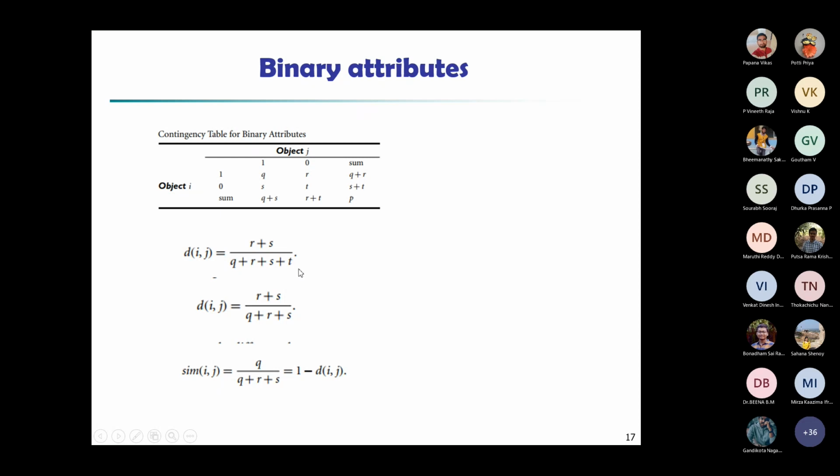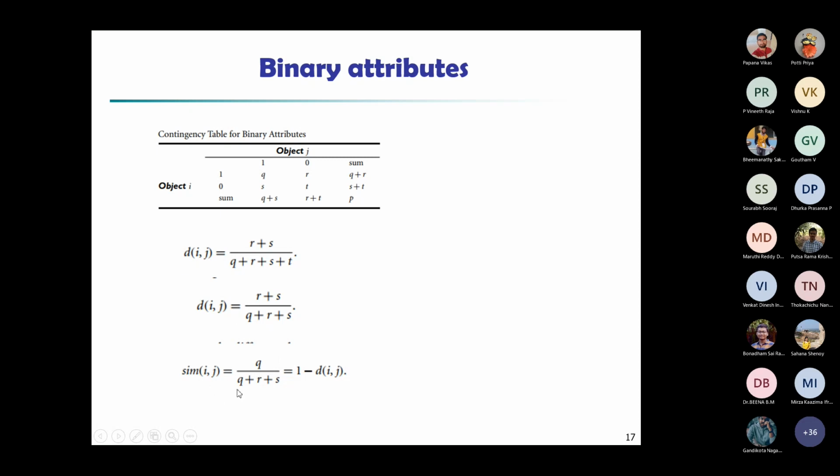Because 0 is not so significant for the asymmetric binary, because asymmetric means both values do not have the same importance. So when we say positive test results are positive, we give more weightage to that, so we put it as 1. Both results being negative doesn't make any significance for us, so we don't count it. So that is the only difference when you compare symmetric and asymmetric. And this is the dissimilarity value.